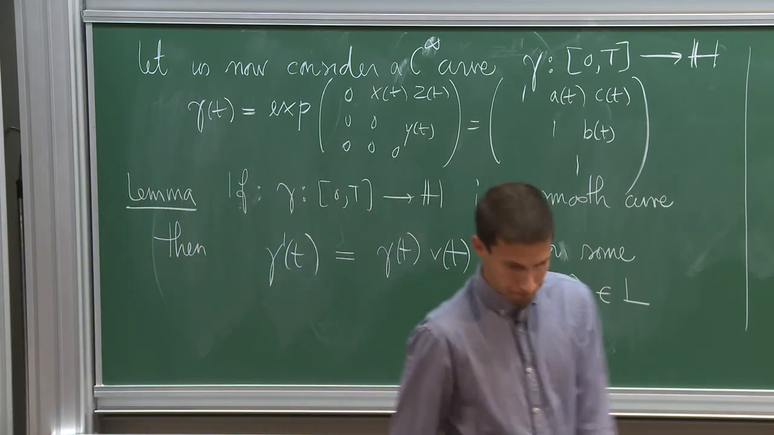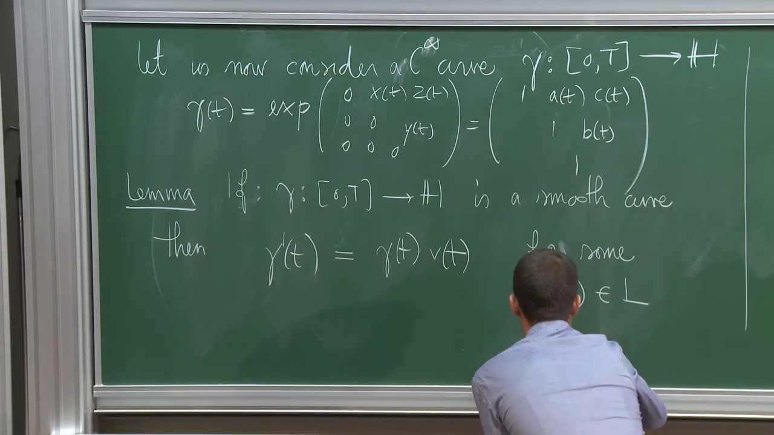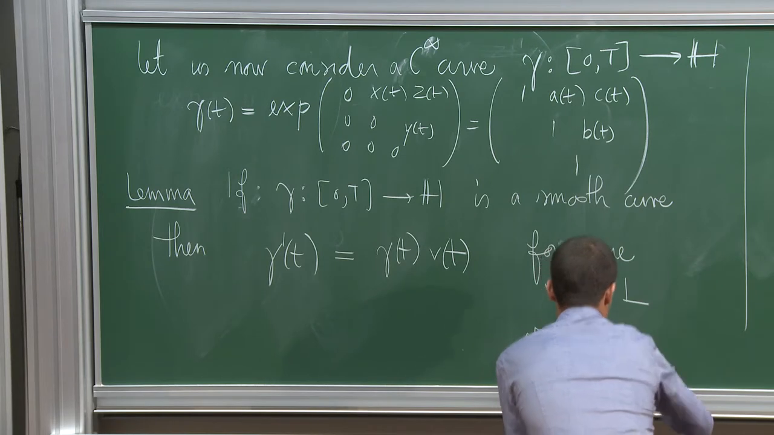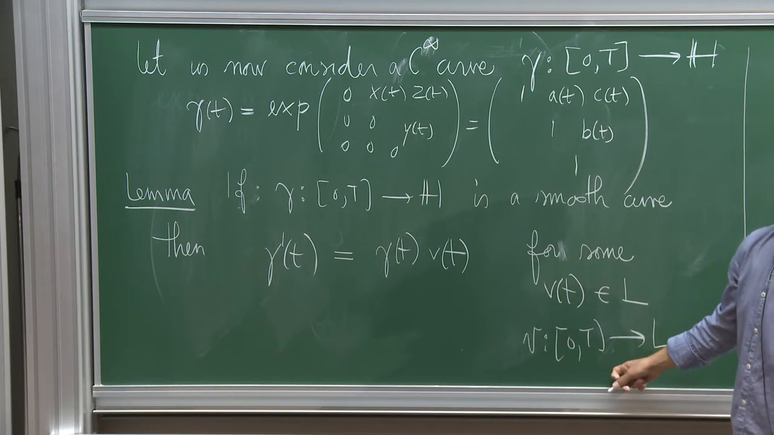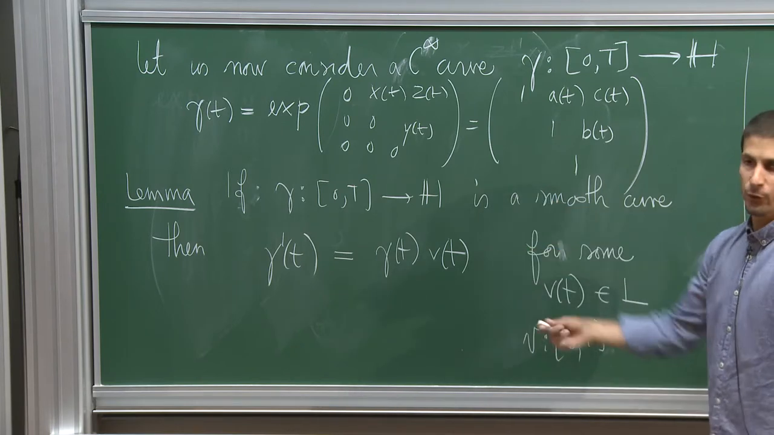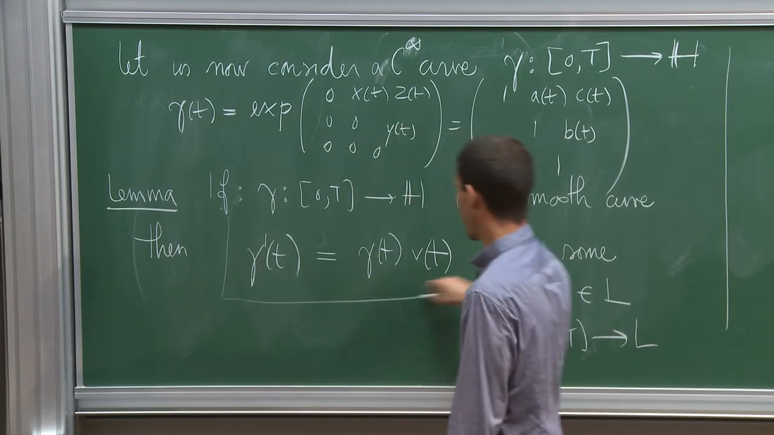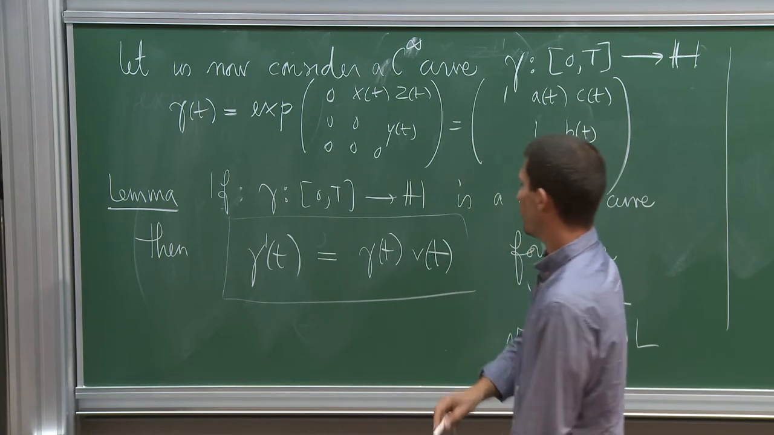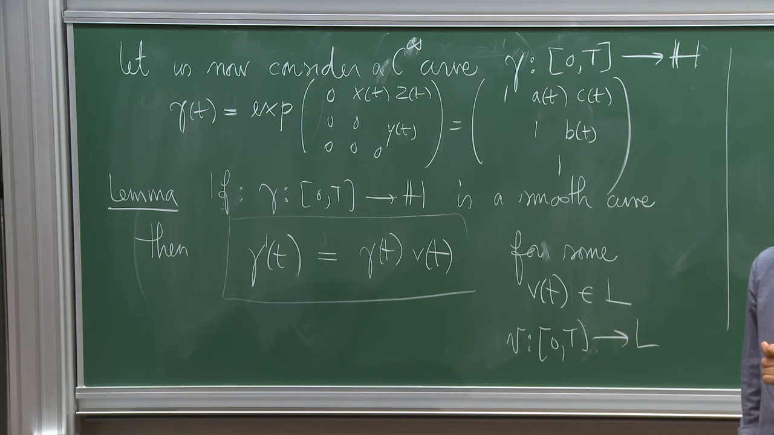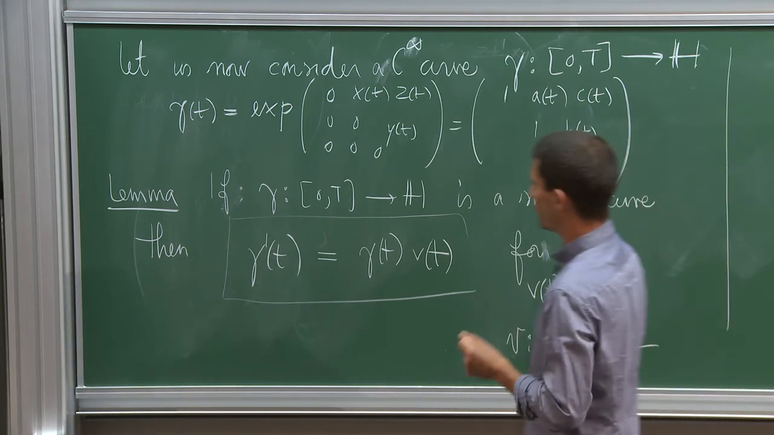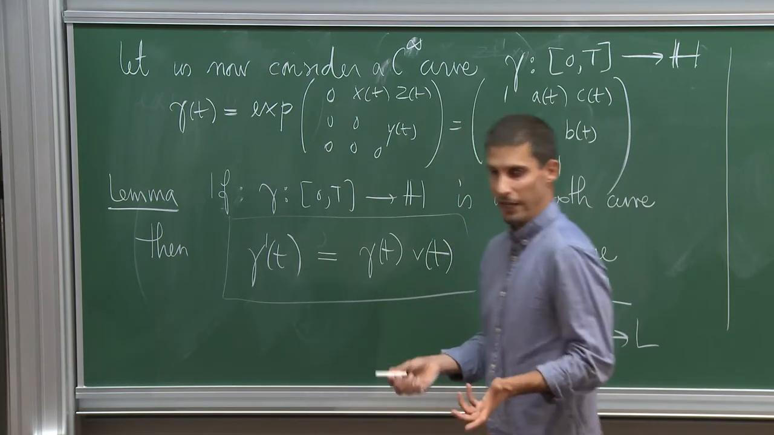Okay, so we can write this formula, and V will be some curve that if you start with C infinity, then this V will be C infinity. If you just use C1, this V will be continuous. And so this is a characterization somehow of curves that are in H. And this also shows somehow the interplay between the group H and L.